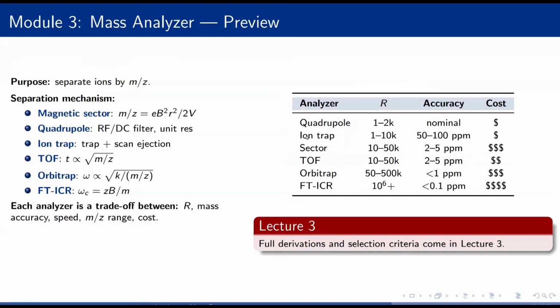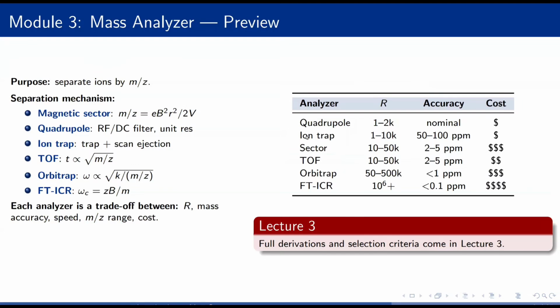Brief note and preview of Module 3. The mass analyzer. The job of a mass analyzer is separation. Take a beam or a population of ions with different mass-to-charge ratios and separate them in space or in time or in frequency so that the detector can count them separately. There are 6 commercial analyzer types, each with its own physics.